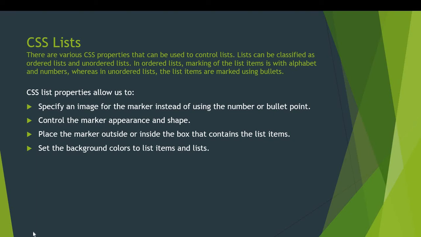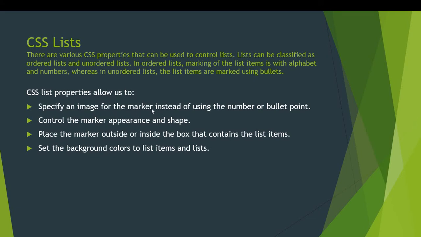Good morning everyone. Today we are going to study CSS lists. As you all know, lists can be classified as ordered and unordered lists. In ordered lists, marking of the list item is with alphabets and numbers, whereas in unordered lists, the list items are marked using bullets. CSS list properties allow us to make the following changes.